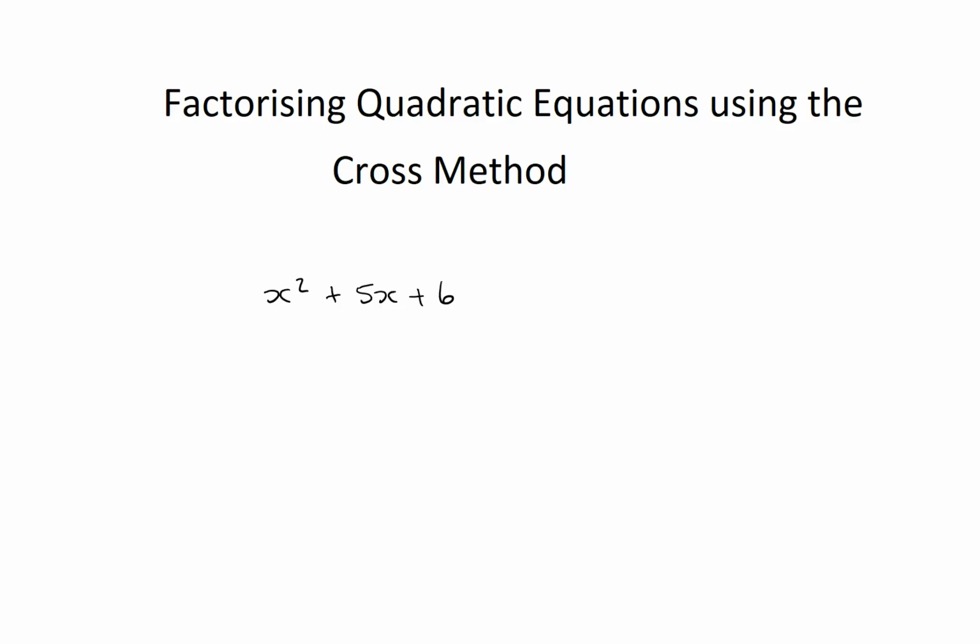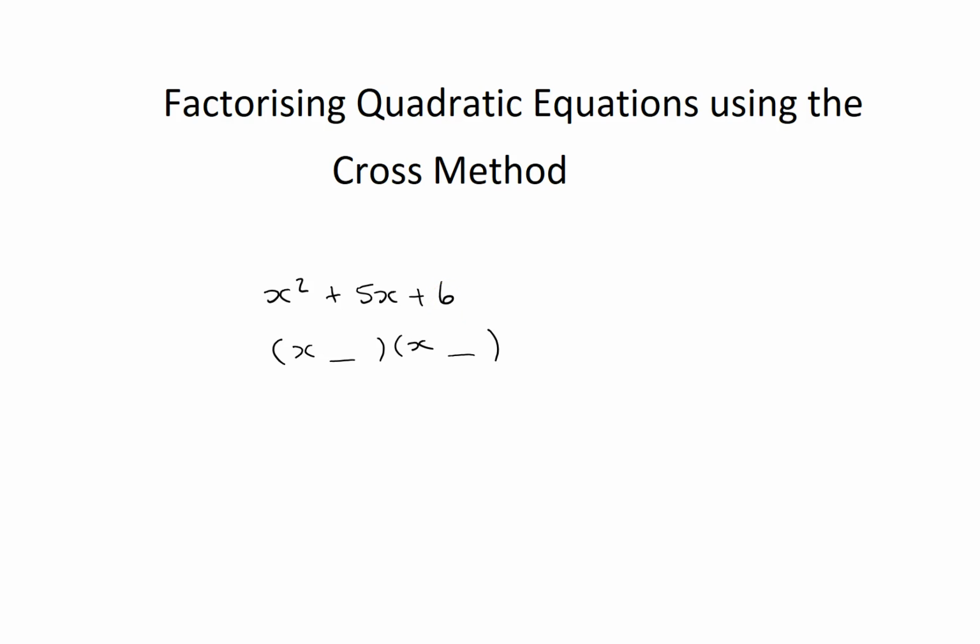Often when we're working with quadratic equations, it's useful to be able to work with them in factorized form. Now this usually means creating two brackets. In this case it's going to be an x at the beginning of each bracket and then a number term following. If the quadratic equation isn't too complicated, then one method we can use to factorize it is to use the cross method.